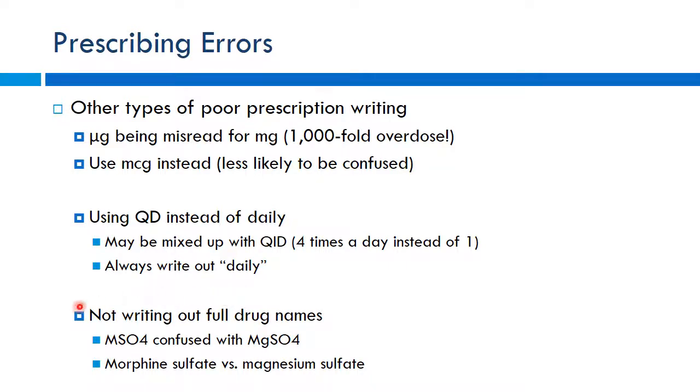And then this really isn't a problem anymore nowadays, but write out full drug names. The common error that used to occur was that MSO4 got confused for MGSO4. Do you guys know what the difference between these is? Yeah, so one's morphine sulfate and the other one's magnesium sulfate. If you need morphine, you probably don't want magnesium, and if you need magnesium, you probably don't need morphine. So screwing those up could be problematic. This is why we just write out the names, and it's much easier to differentiate the two.